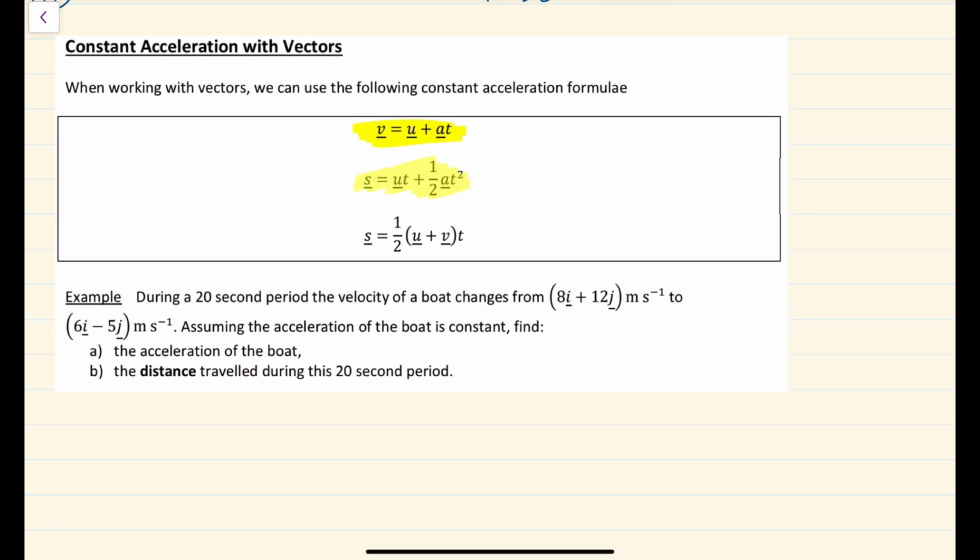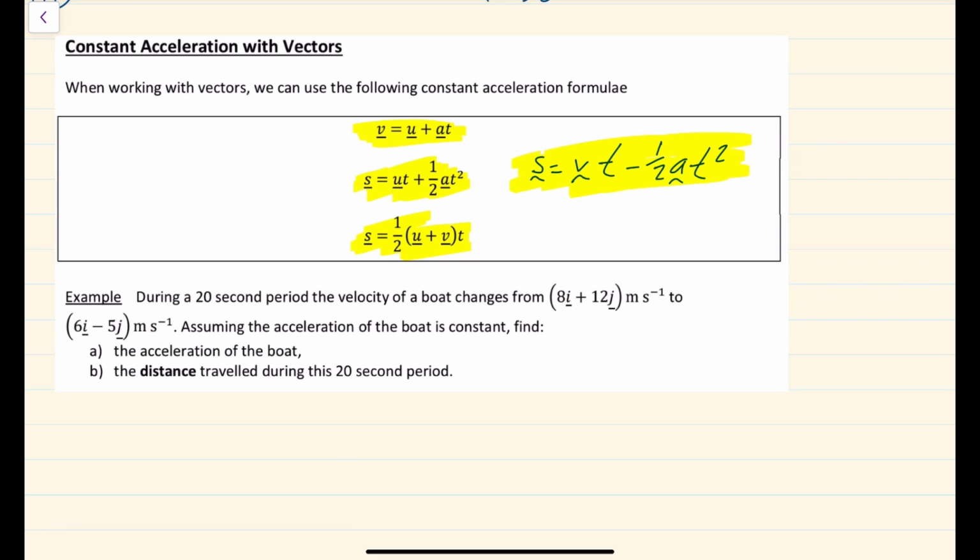Likewise, for the displacement, you've got the vector u and the vector a involved. Notice your t, which stands for time. Time is not a vector, time is just a scalar. And also we have this one here. I'll add in one more, and it is this one: your displacement is equal to vt minus a half a t squared. So there's a wee bonus one for you as well. Not used as much, but it can be useful.